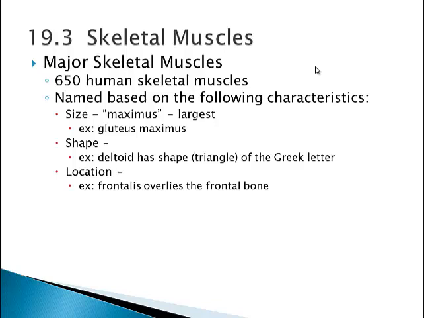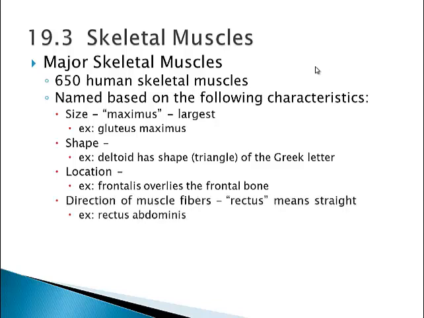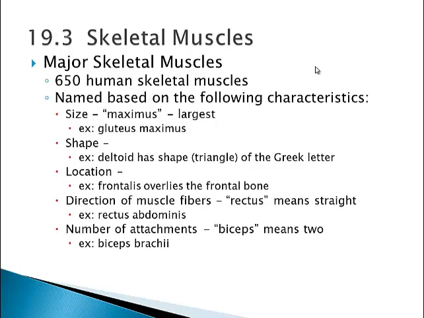The name could also tell you location. The example is the frontalis muscle. Frontalis muscle overlies the frontal bone of the skull, which sits over the frontal lobe of the brain. Could tell you the direction of the muscle fibers. For example, rectus means straight, so rectus abdominis are straight muscles along the abdomen. The name could tell you the number of attachments. Biceps means 2, so biceps brachii has 2 attachment points in the upper arm. Or it could tell you the action. The extensor digitorum muscle extends the digits.